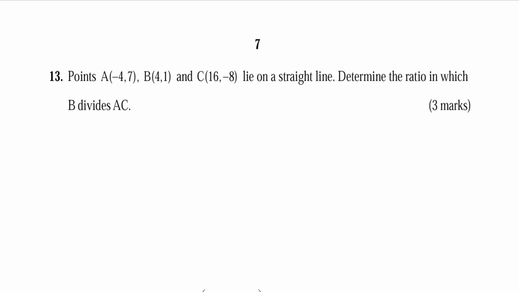Okay, question 13. Points A (-4, 7), B (4, 1), and C (16, -8) lie on a straight line. Determine the ratio in which B divides AC. Tamam. So basically what they're implying is that there is this line, and this is A, and this is C, and B is the one that's dividing AC. So basically B is dividing AC in some ratio which we don't know.